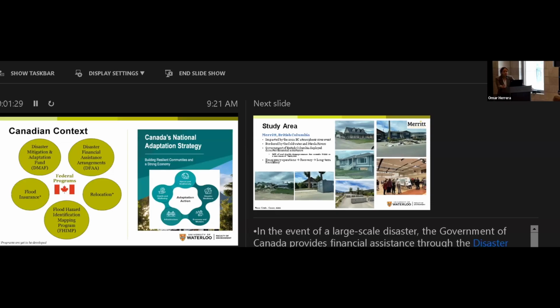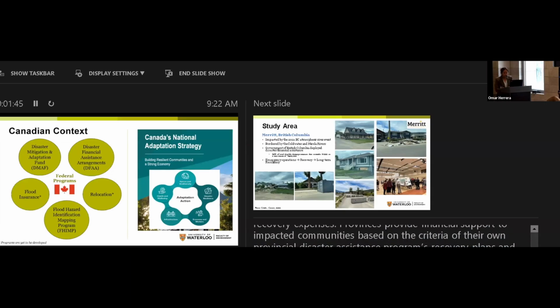So municipalities then have to apply to the province and then receive funding that way. The money gets trickled down that way. Alternatively, the government of Canada also has a DMAF fund, Disaster Mitigation and Adaptation Fund. What that is, it allows communities to invest in flood mitigation and infrastructure projects.